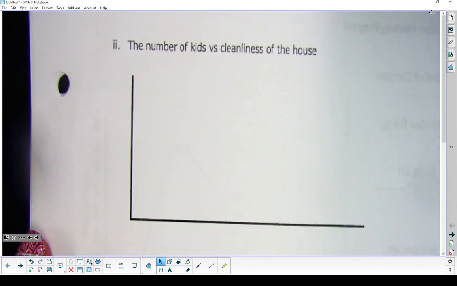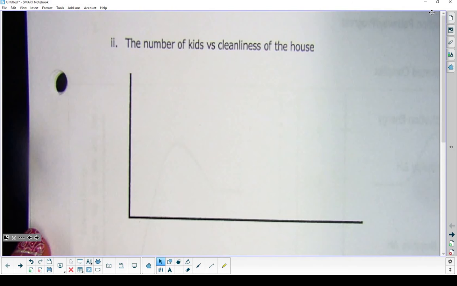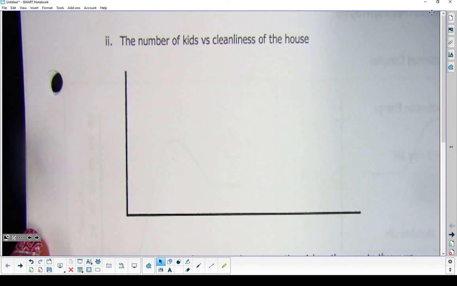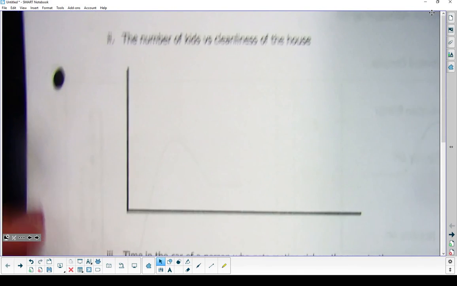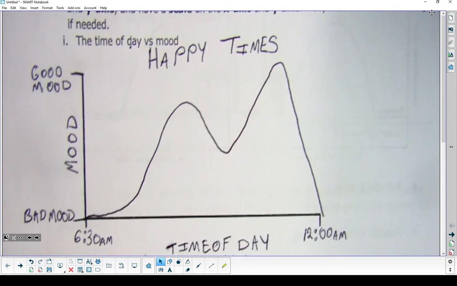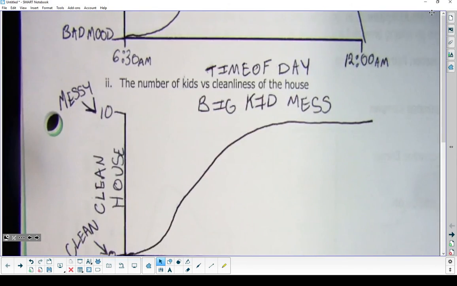No? Okay, so let's go to the next one, which is the number of kids versus the cleanliness of the house. This is all on perspective. Okay, come on up. Share yours.